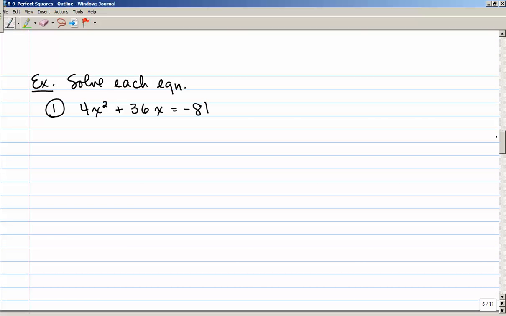Now we can do the same thing with equations. Remember, if we're solving a quadratic equation, if we're solving an equation that starts with an x squared or has an x squared in it, then most of the time we're going to make it equal to 0. So let's add 81 to both sides. And that's going to give me 4x squared plus 36x plus 81 equals 0.